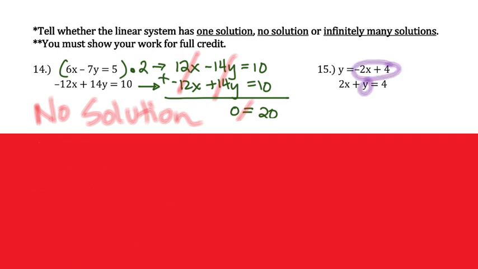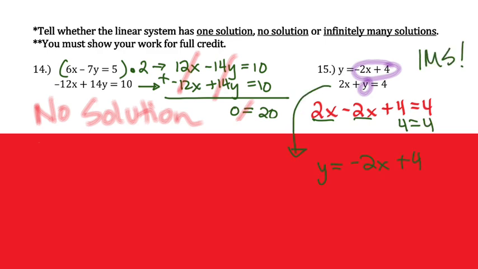Okay. On 15, this is set up for substitution. So I substitute in, and when I combine my like terms, it eliminates the x. So I get 4 equals 4, which is true. So I know it's infinite many solutions. But if I go one step further and solve, I see that they are the same equation. So of course they have the same.